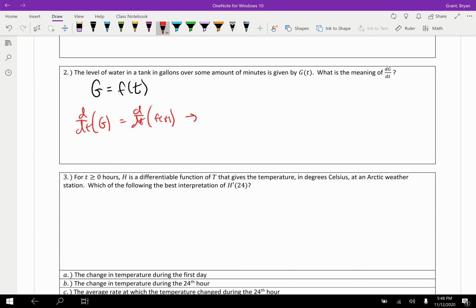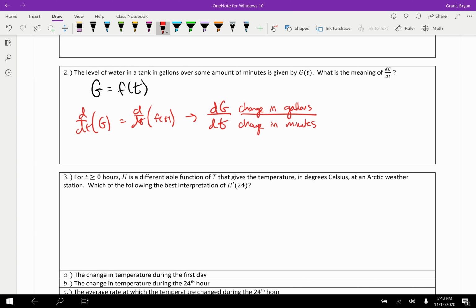Okay, and I'm not actually making up my own equation this time. I get dg dt, and we get the units. The change in g. G is the level of water in the tank in gallons. So this is the change in gallons over what's time? Time is minutes, over the change in minutes.